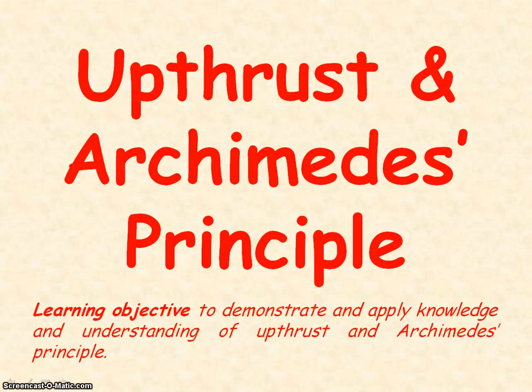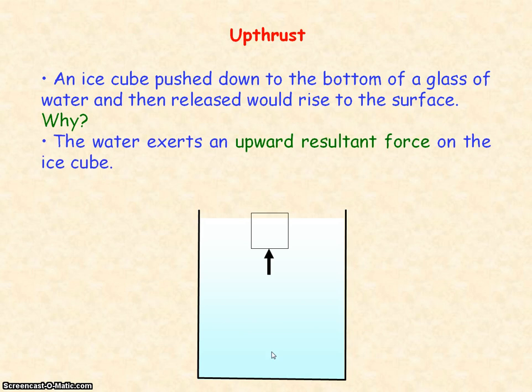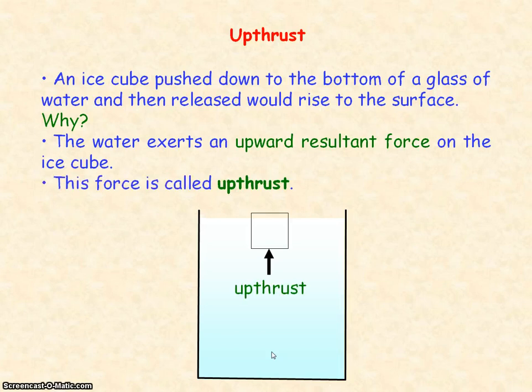We're going to be looking at upthrust and Archimedes' principle. If we were to push down on an ice cube to the bottom of a glass of water and then release the ice cube, then the ice cube would rise to the surface. Now, why would it do that? That's because the water is exerting an upward resultant force on the ice cube, and this force is called the upthrust.